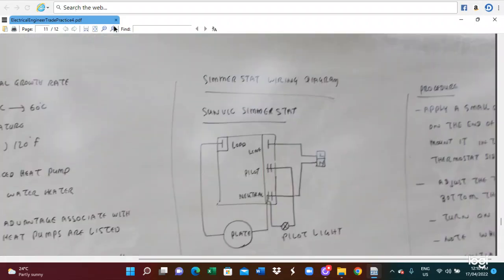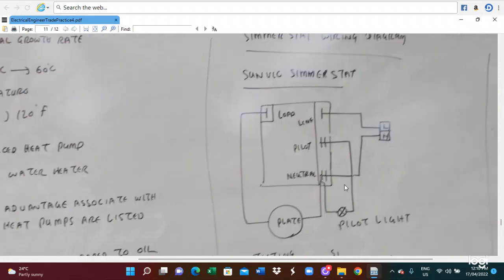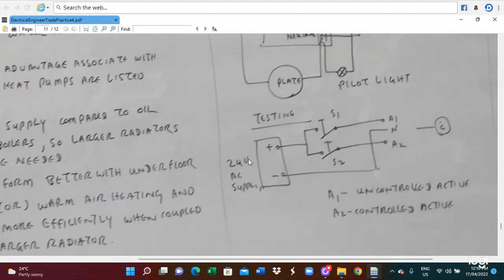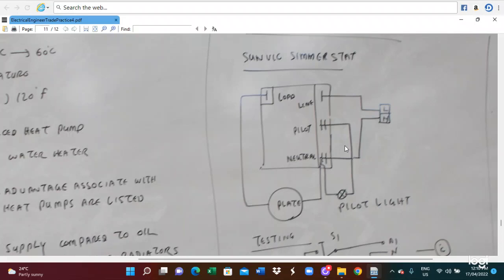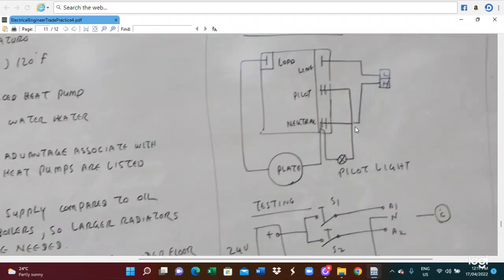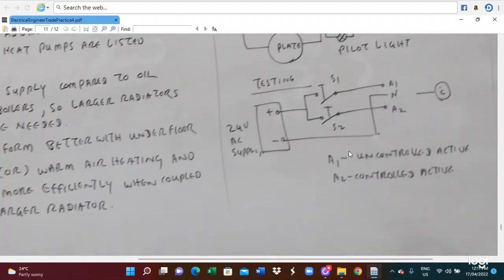So here you can see there's a semi-state connection diagram, the connection of the semi-state, and also the testing method. So the semi-state is controlling the heat of the system, and also the testing method. So this is the semi-state connection, and this is the semi-state testing method, the testing diagram.